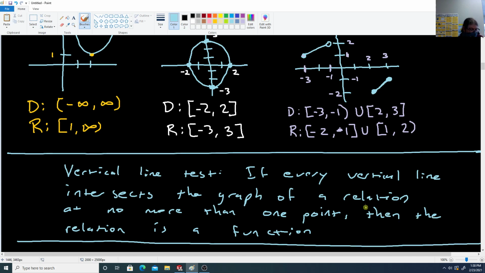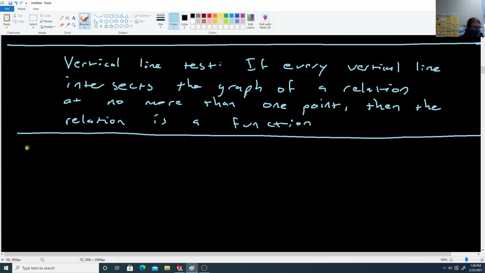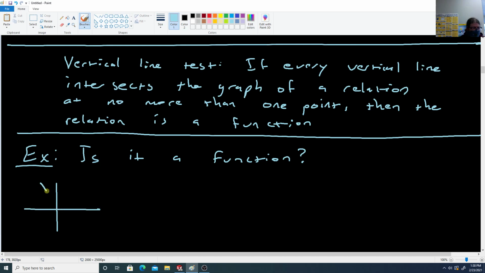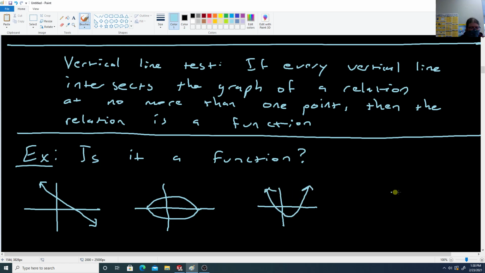Okay, so they want us to use a vertical line test, say, is it a function or not for this next example? So we're going to start out with a diagonal line. Next we have kind of an ellipse shape. Next we'll have a parabola. And then finally we'll have a parabola but kind of tilted on its side.